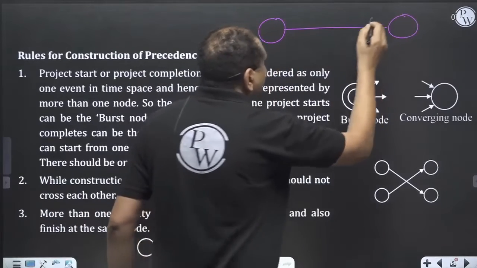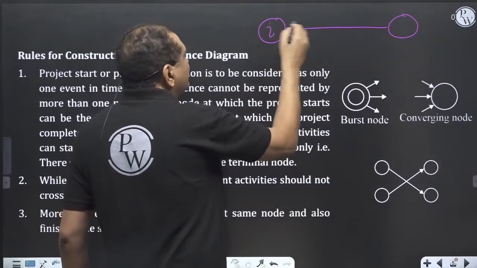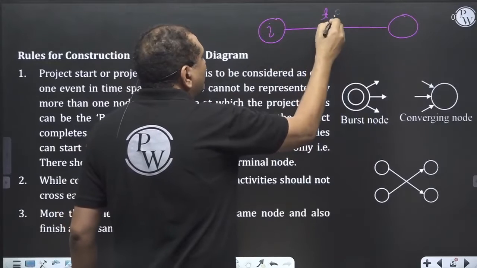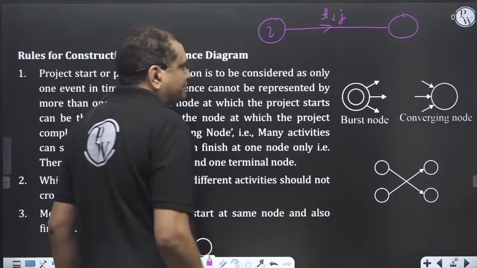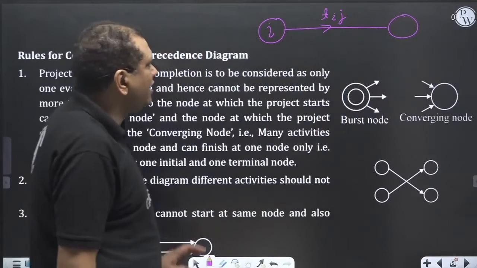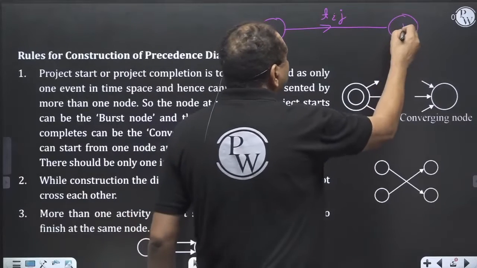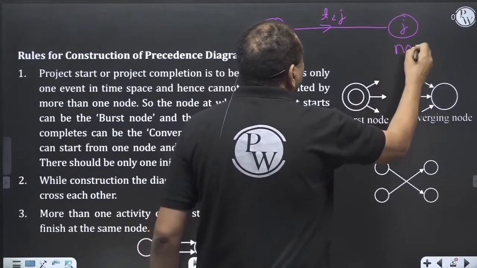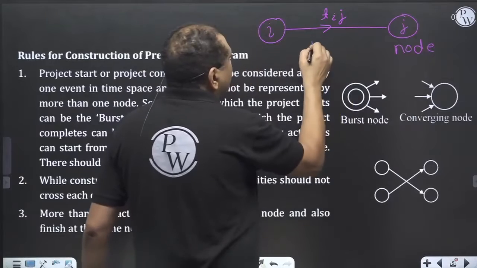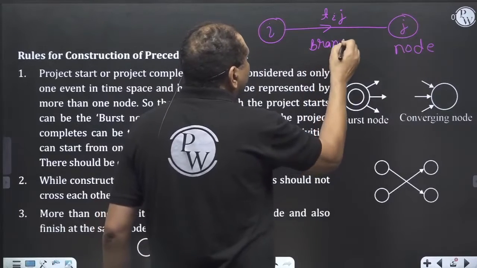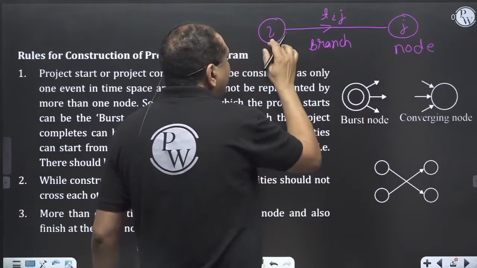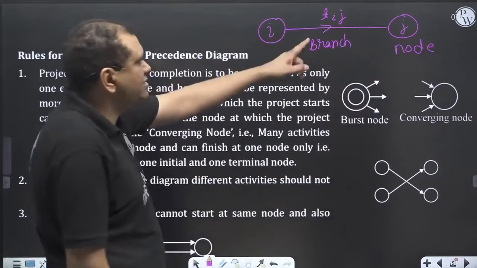Suppose there is one activity that consumes Tij time, and it is going from the ith node to the jth node. This is called a node and this is called a branch: ith node, jth node, and this is the branch.